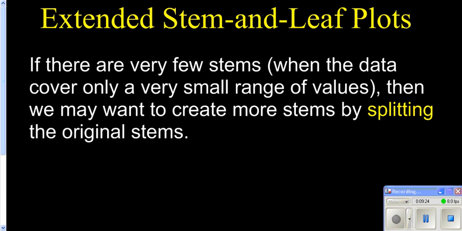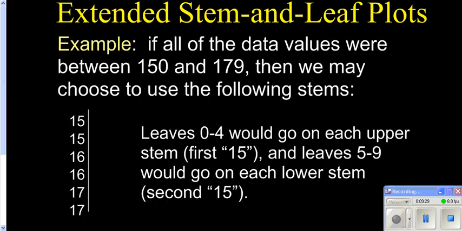Now, stem and leaf plots can actually be extended by breaking your stems into pieces. Sometimes you're going to have a lot of data that fits in a small area. With that, you can break your 150s into two smaller categories, where the first 15 represents 150 through 154. The second 15 represents 155 through 159.